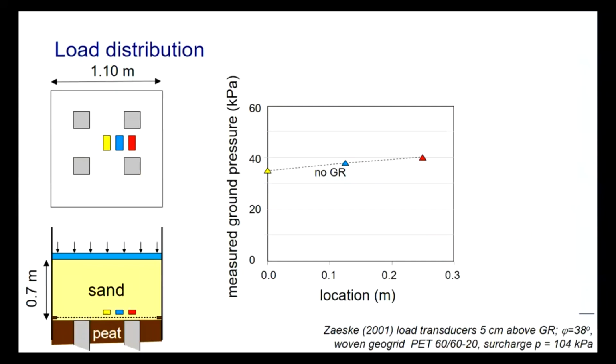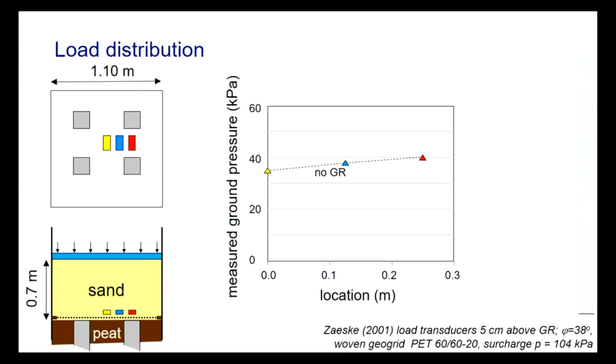These are German experiments, very much the same as ours. That's because they were first and we copied their experiments and changed some details. And here they measured the vertical pressure above the reinforcement if it was there. So these results are without reinforcement, but at the same position. And what we see is that the yellow, blue, and red ones give more or less the same results.